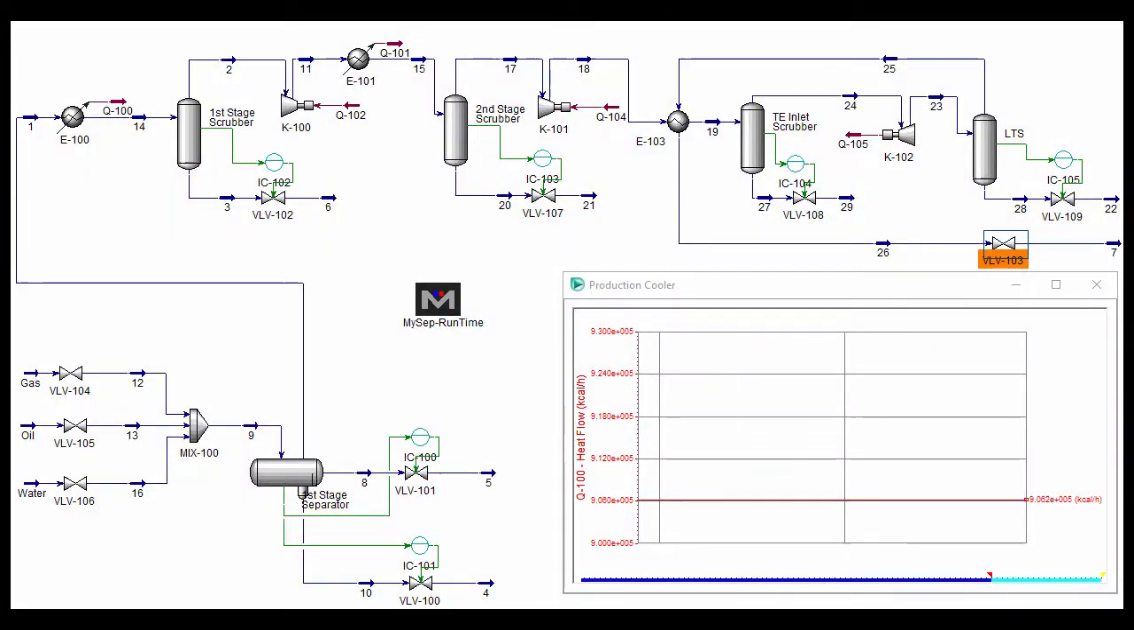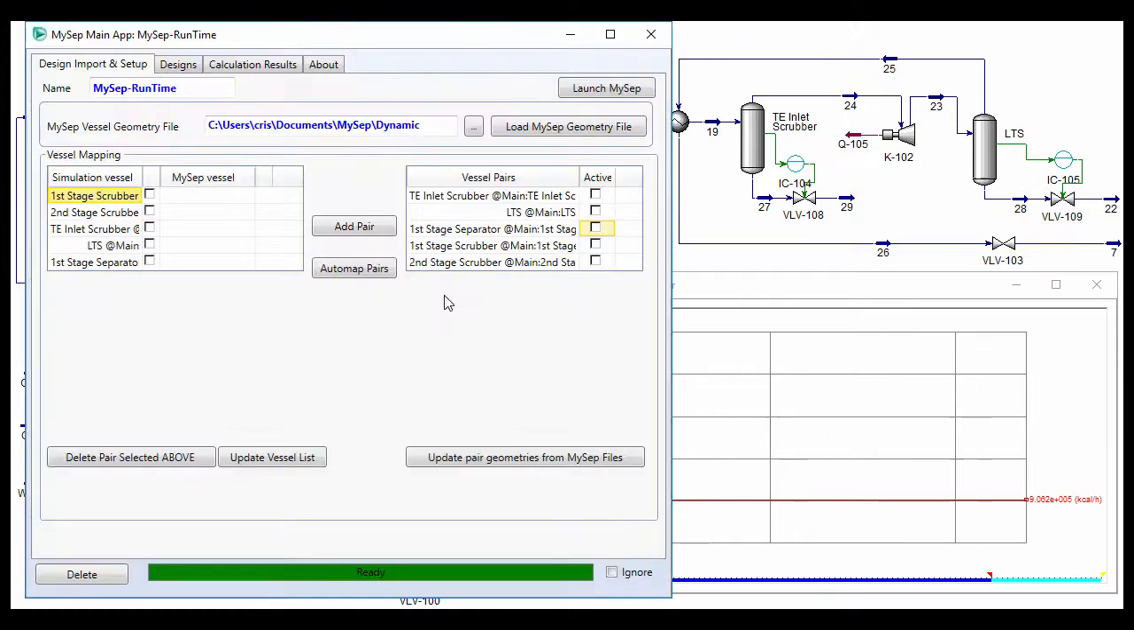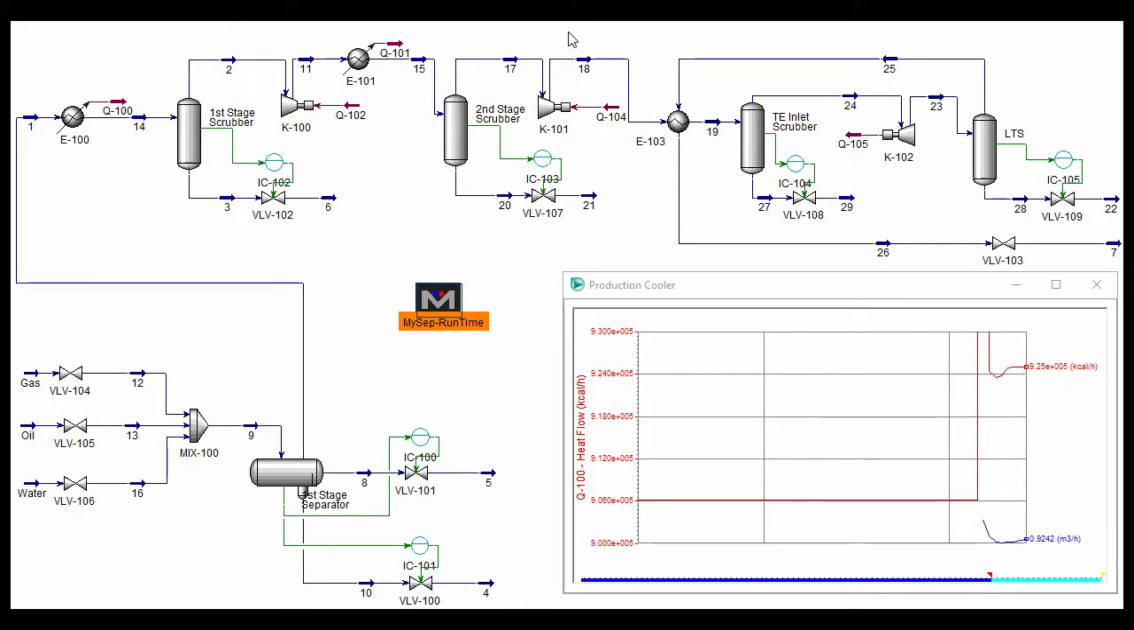Carryover also affects the duty of heat exchangers. The strip chart shows the duty of the heat exchanger that cools the gas from the first stage separator. At the moment, the simulation is run with the assumption that there is no carryover from that vessel. If we activate MySep-RunTime, we see the increased cooling duty that is required due to the liquid carryover in the gas stream.